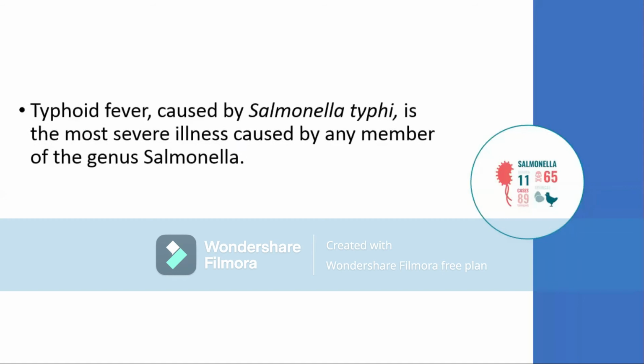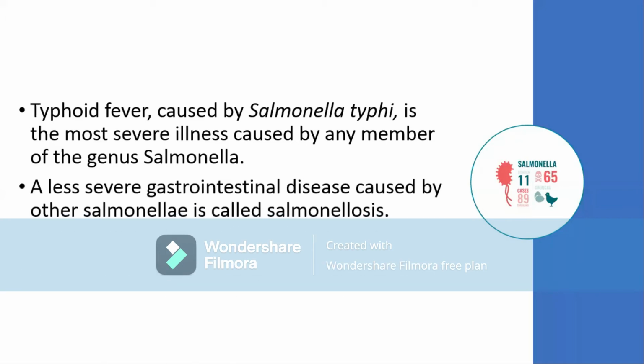So Salmonella is responsible for causing a well-known type of fever, known as typhoid fever, and it is caused by Salmonella typhi. It is the most severe illness caused by any member of the genus Salmonella, and typhoid is usually very severe if it targets infants and children. So it may be a worst case. It is a very severe form of illness caused by any member of the genus Salmonella.